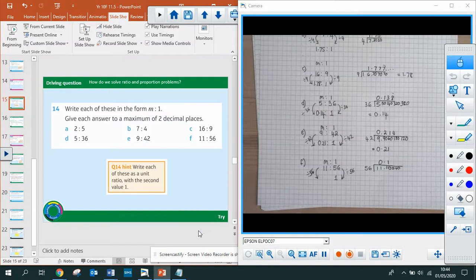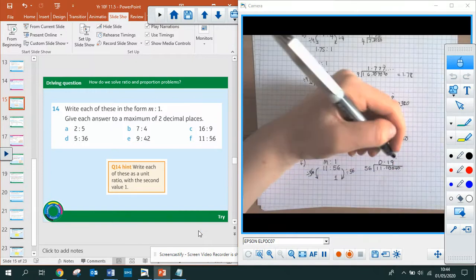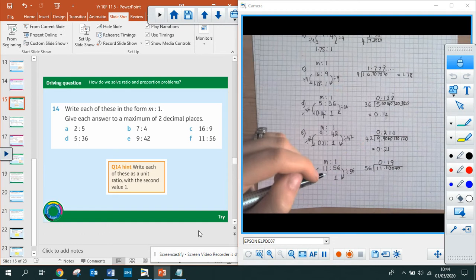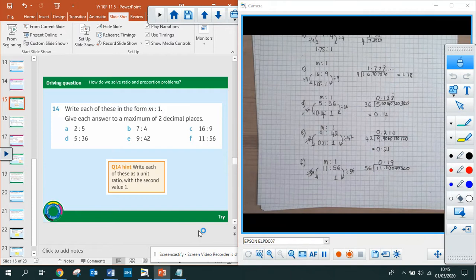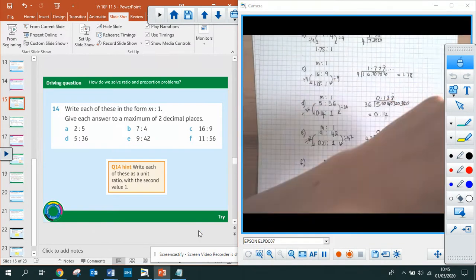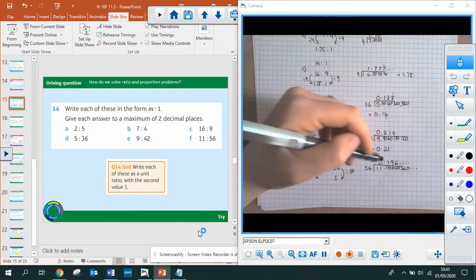56 goes into 540 9 times, with 36 remaining. That becomes 360. 56 goes into 360 6 times, and it doesn't matter how many is remaining now because we're rounding to 2 decimal places. So that would carry on, but we're only looking to 2 decimal places.